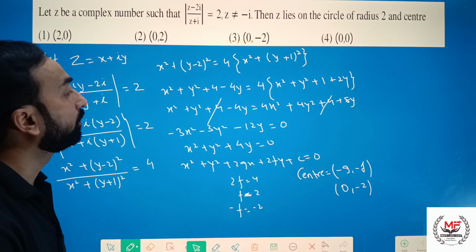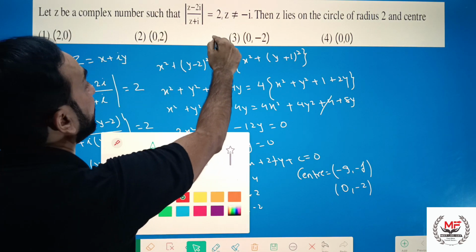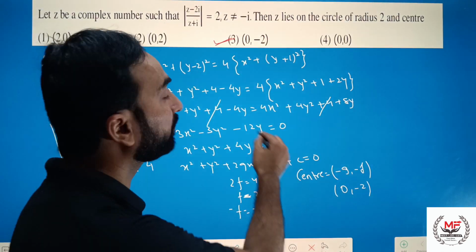Let's see the options. Okay, the third option is there, where I can see that the radius is mentioned and the center is (0, minus 2). So this will be the final answer.